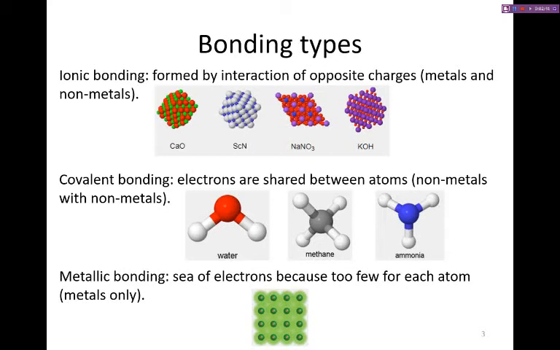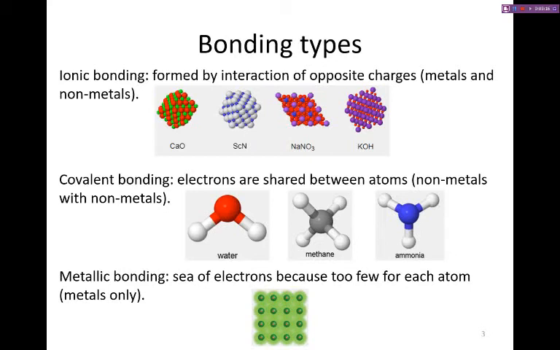We also talked about molecules. Molecules exhibit covalent bonding, and this is when electrons are shared between the atoms. This happens with nonmetals bonding with other nonmetals. Examples of this include water, methane, and ammonia. These compounds end up being less strongly bound than ionic compounds. They're softer. They melt or boil at lower temperatures than ionic compounds.